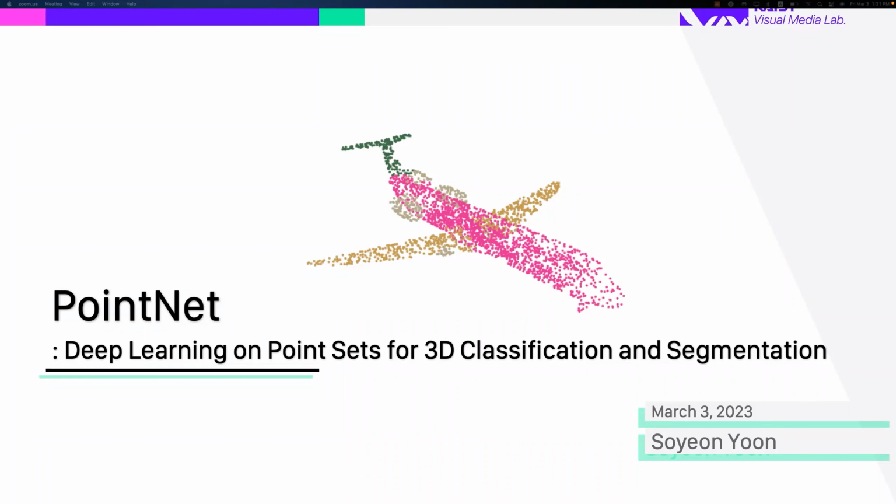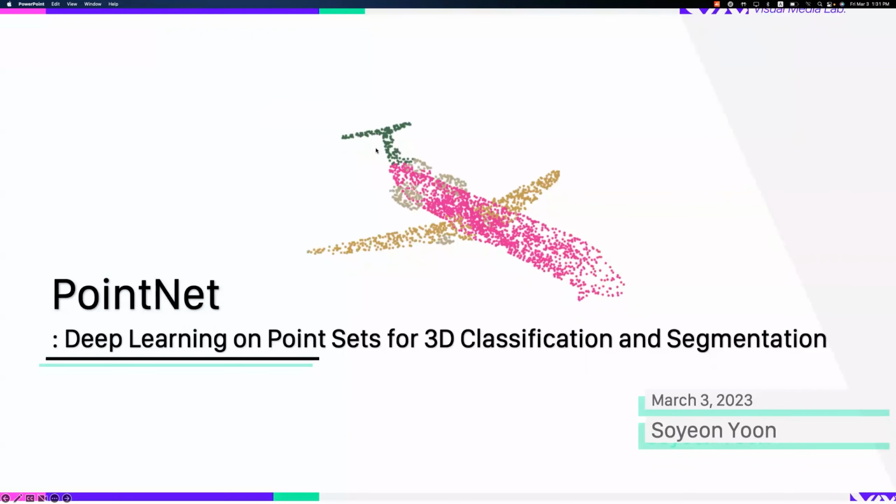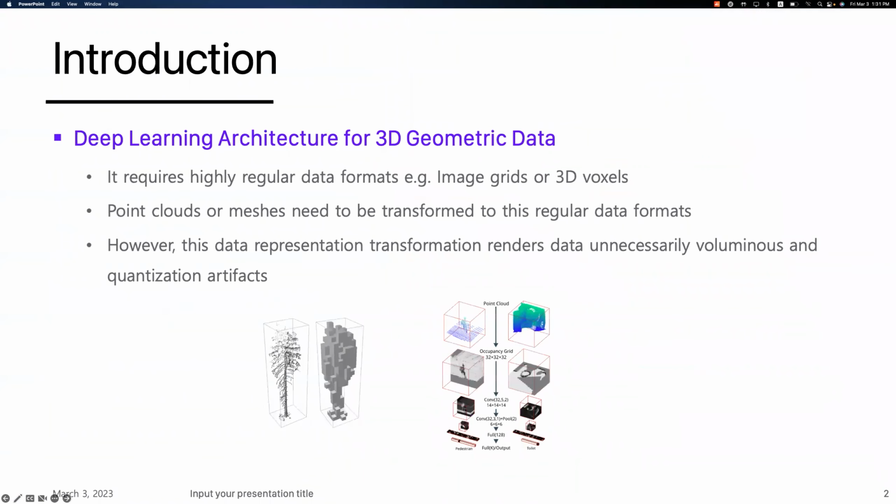Okay. So for today's presentation, what I'm going to present is PointNet, deep learning on point sets for 3D classification and segmentation. There have been great advances in the field of 2D vision with convolutional neural networks, but the world we live in is three-dimensional, and in the field of AR, or advanced robotic systems such as self-driving cars, we need to process 3D information in real time beyond 2D image information.